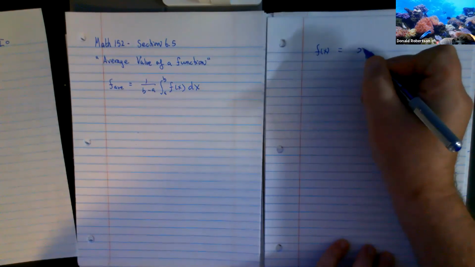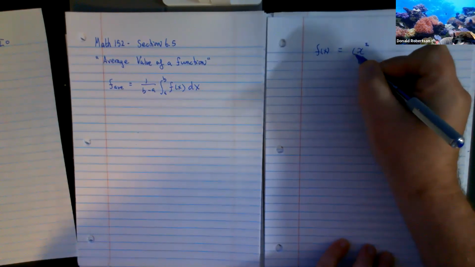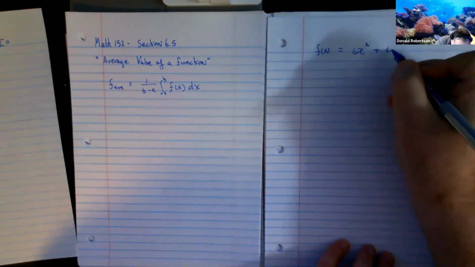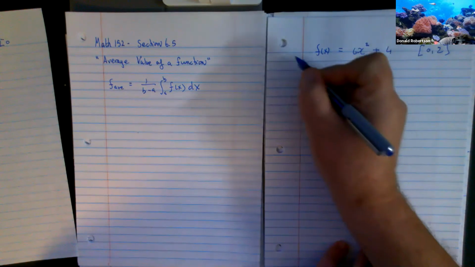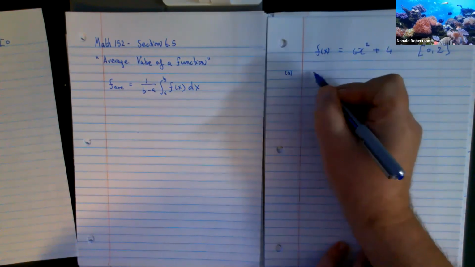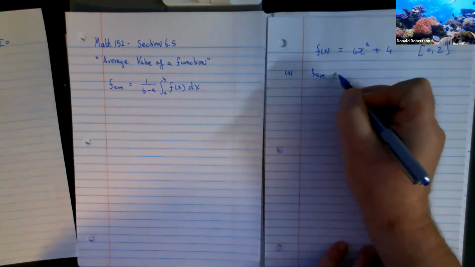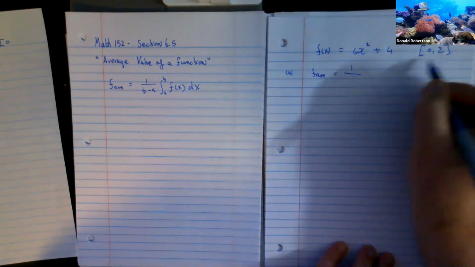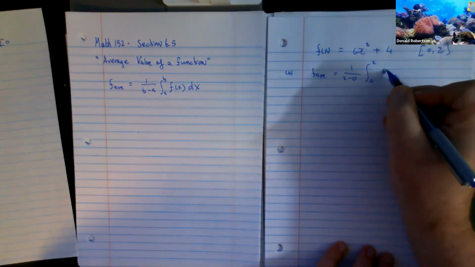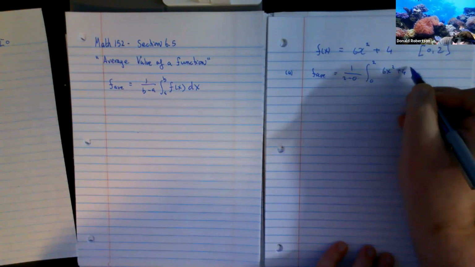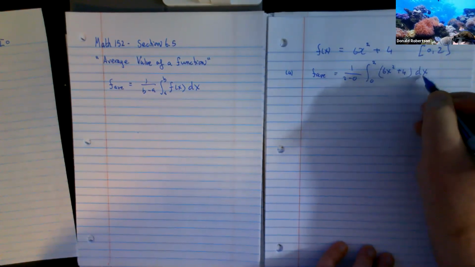Suppose you have a function 6x squared plus 4, and you're going to find its average value from 0 to 2. That is pretty standard. So that's going to be part A. Find the average value. So it's going to be 1 over 2 take away 0, then the integral from 0 to 2 of 6x squared plus 4 dx.